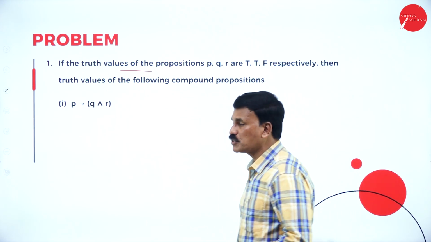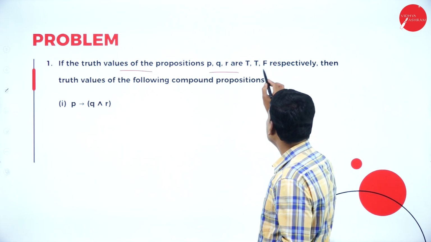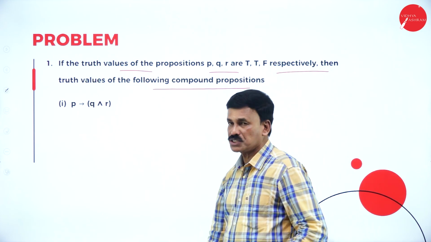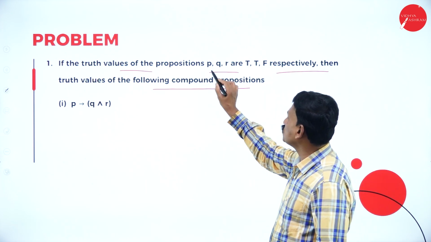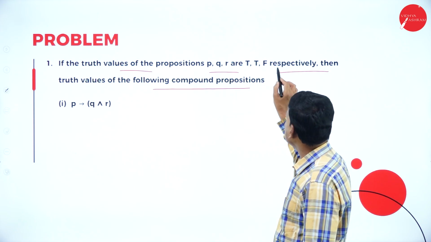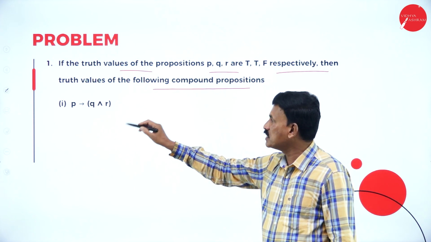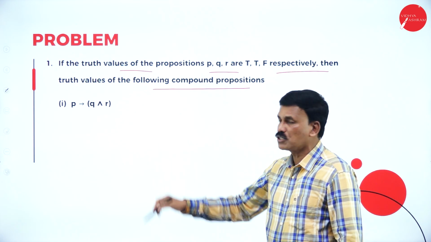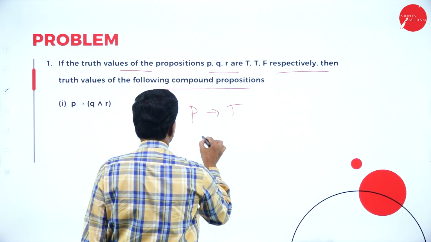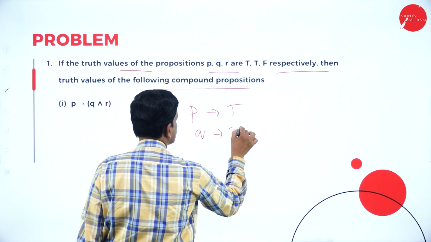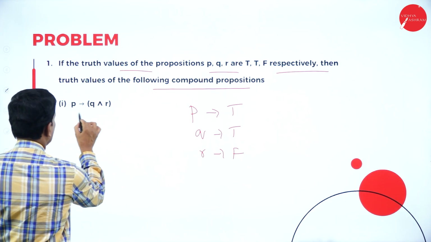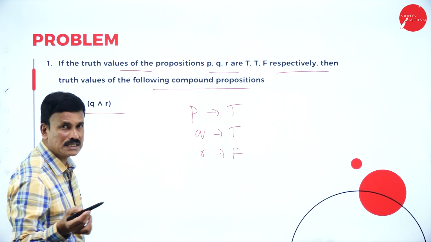If the truth values of the propositions P, Q, R are true, true and false respectively, then find the truth value of the compound proposition. Here the truth value of P is T, the truth value of Q is T, and the truth value of R is F. What is required is the truth value of P conditional to Q conjunction R. The truth value of P is true, Q is also true, and R is false.